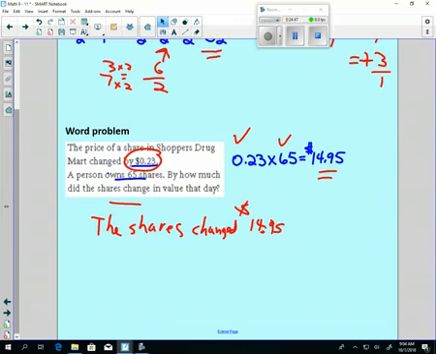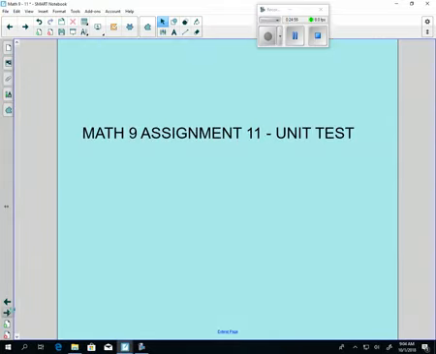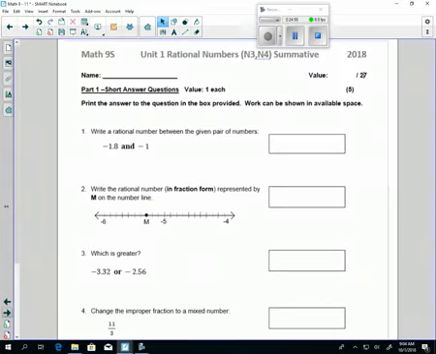So that's it for the review. So I'm going to attach the test to this lesson for the people at home, and I'll hand it out to the people here at the TC. So your assignment today is the unit test, and here it is on your last page. I'll attach this document to your assignment.